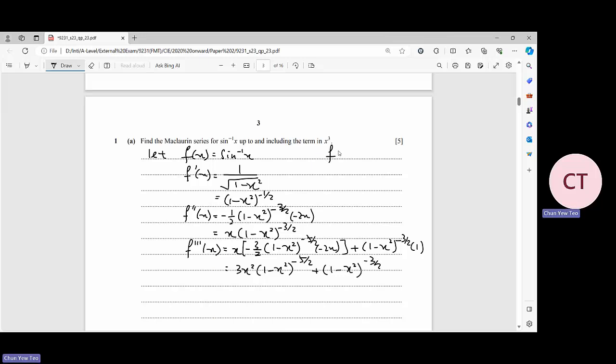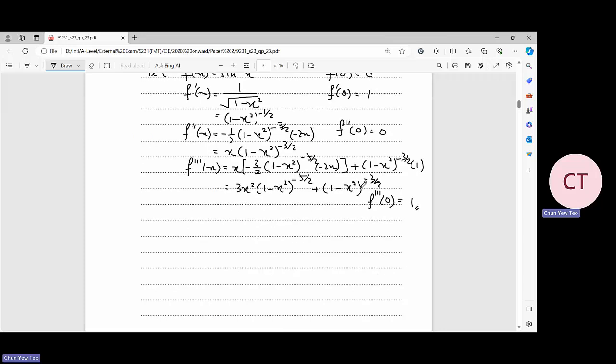Then after that, substitute 0 into each and every one. Arcsine of 0 is 0. Then f prime of 0, you get 1. Then f double prime of 0, you get 0. Then for the third derivative, if you put 0 inside, you will get 1 as well.